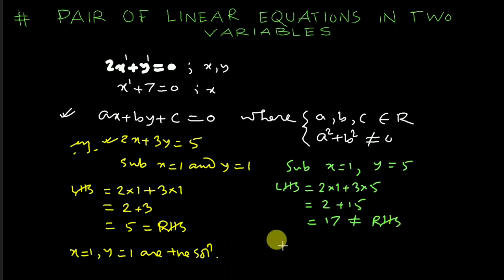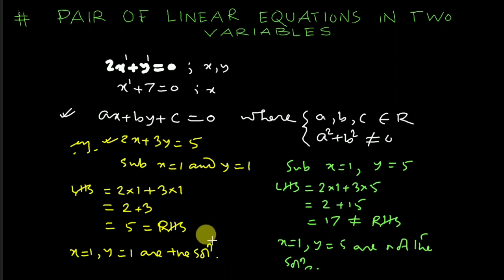We can conclude that x is equal to 1 and y is equal to 5 is not a solution of the given equation 2x plus 3y is equal to 5. Okay, now actually it is important.